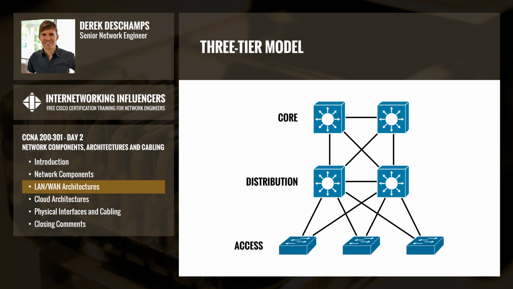For large local area networks, a three-tier model is often used. A three-tier model introduces a third layer called the core layer. Core layer switches are used to connect multiple distribution layer switches together and act as a high-speed backbone for the network.